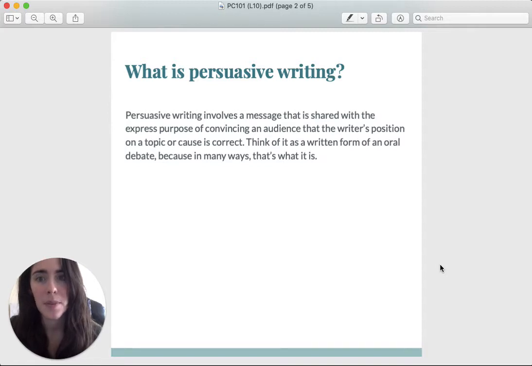What is persuasive writing? Well, persuasive writing involves sharing a message with the purpose of convincing an audience that your stance, your position, or your thoughts are the most correct. Think of it kind of like a written form of an oral debate, because in many ways that's what it is. You're taking a stance and you're defending that against other sources, people, anything that would stand to discredit your claim. You want to argue against them so that you can persuade your audience.